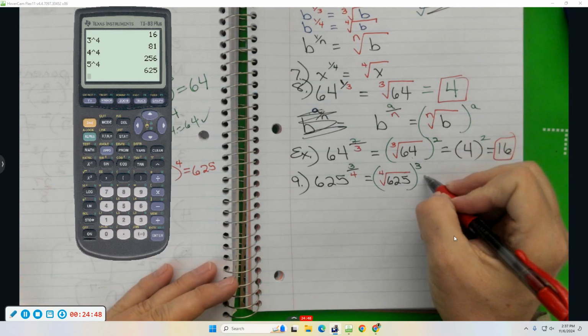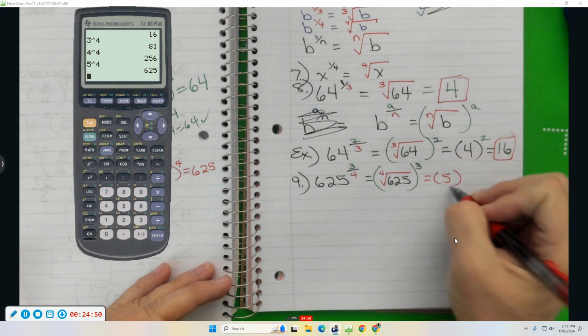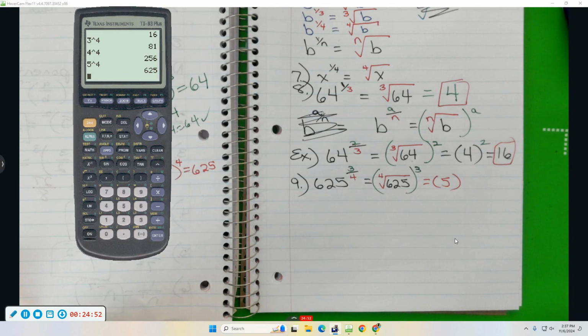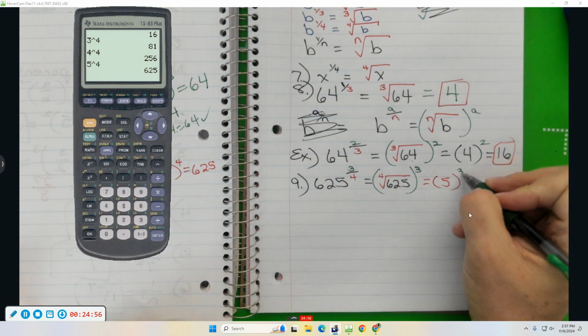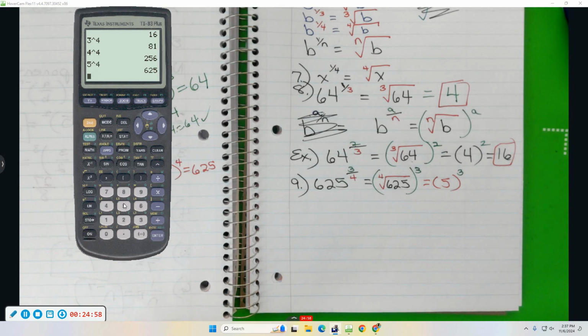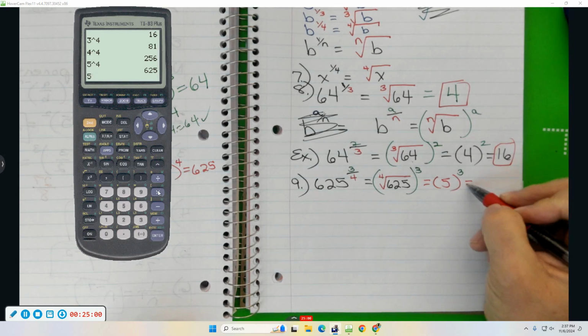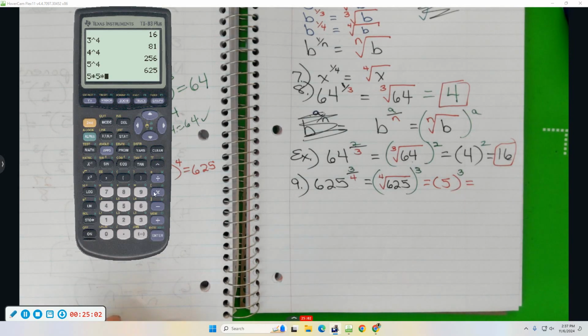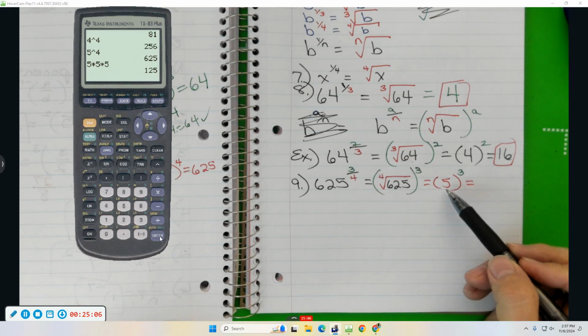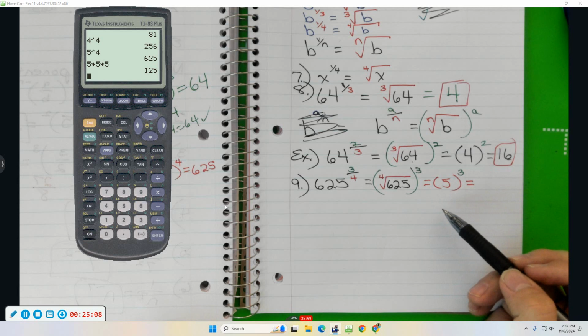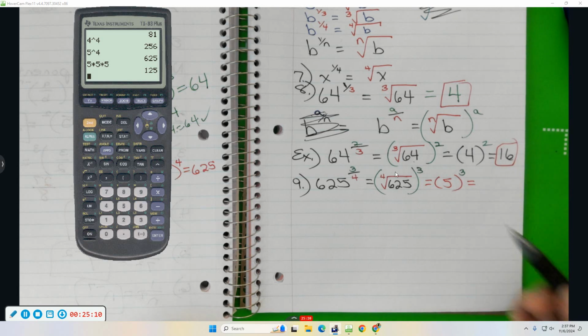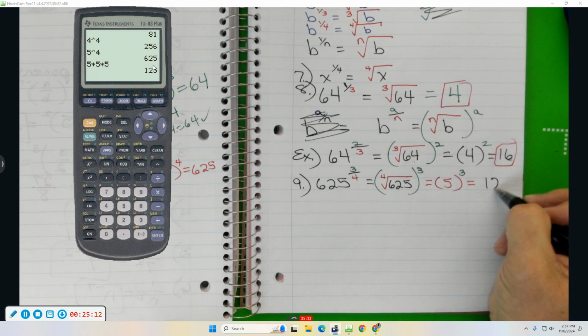So we have 5, but we're not through. What do we have to do with that 5? Cube it. 5 times 5 times 5. 5 times 5 is 25. Times another 5 is 125.